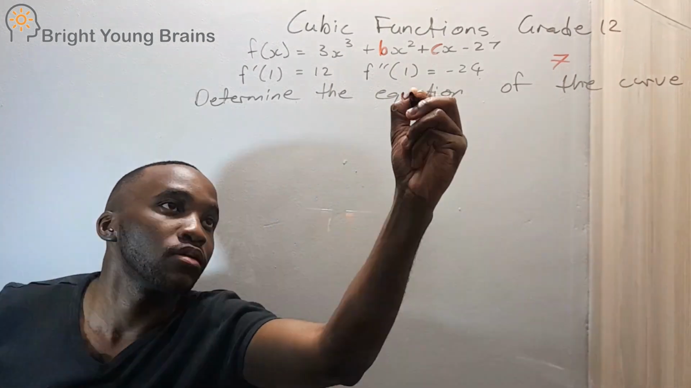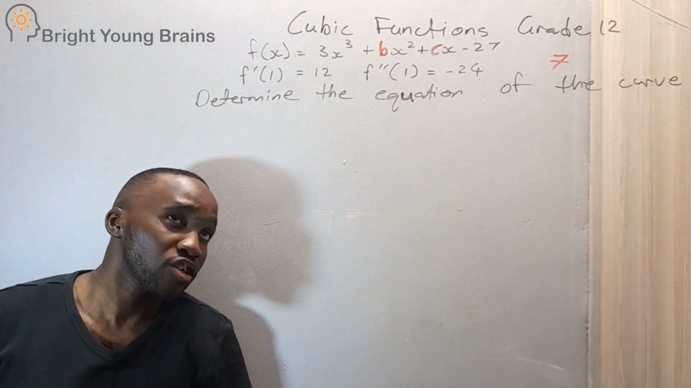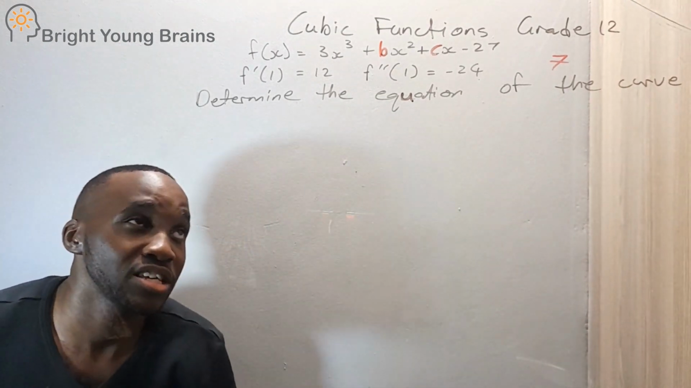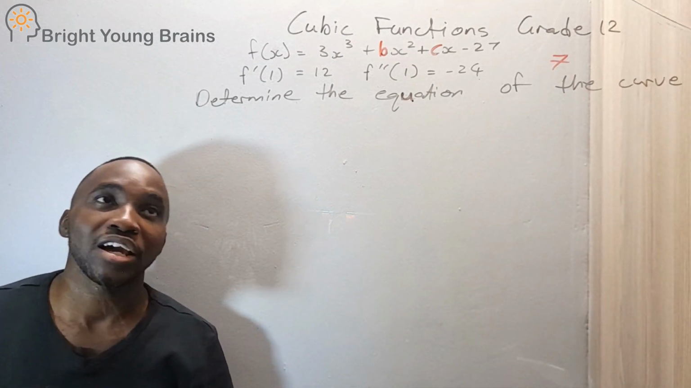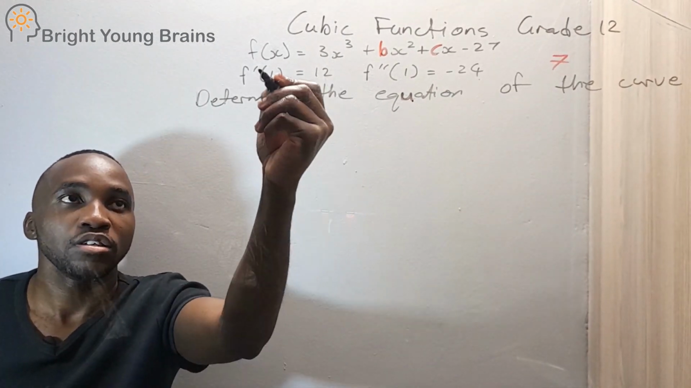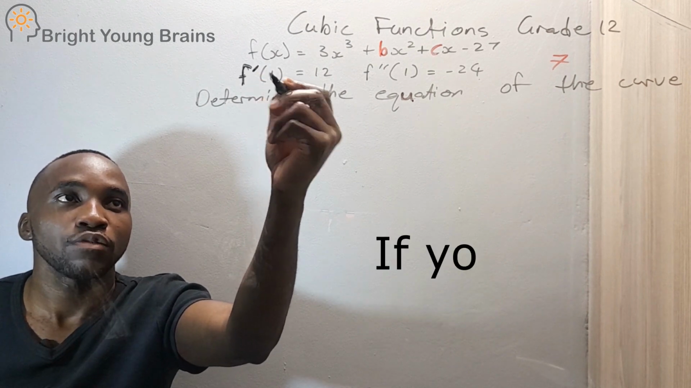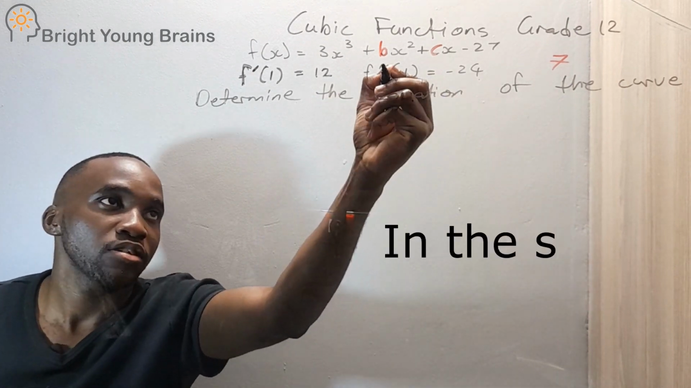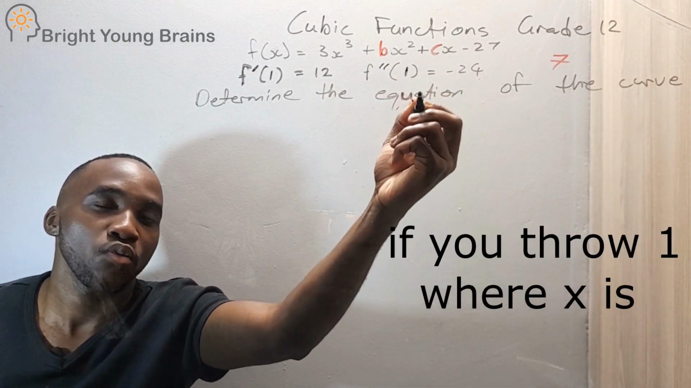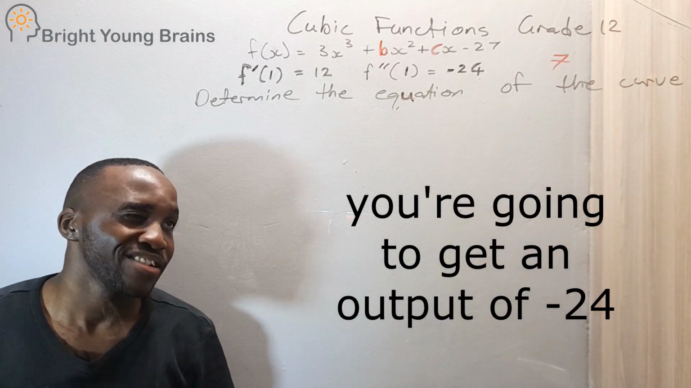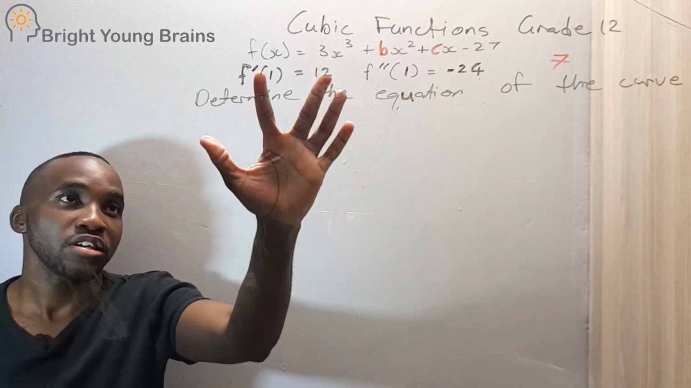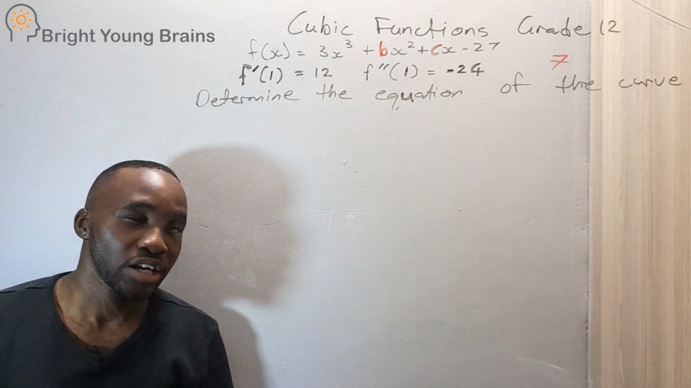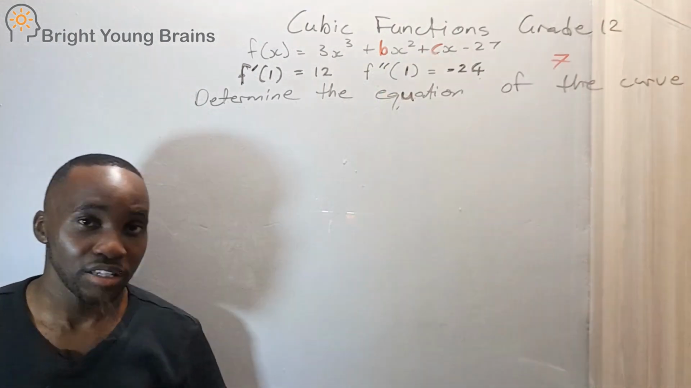Now the idea is they want us to get the equation of the cubic function there, and getting the equation of the cubic function just means we should get b and c there. So to get b and c, what you want to recognize is that here, this is important. This says in the first derivative, if you throw 1 where x is, your gradient is 12. This is saying in the second derivative, if you throw 1 where x is, you're going to get an output of negative 24. So simply put, this we're going to throw into the first derivative, this we're going to throw into the second derivative, and then we're going to solve b and c simultaneously.